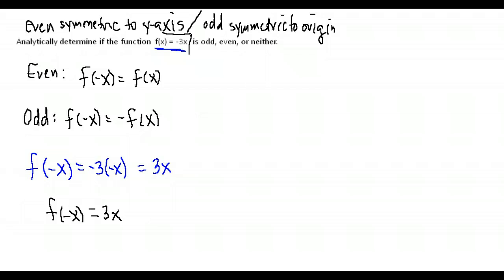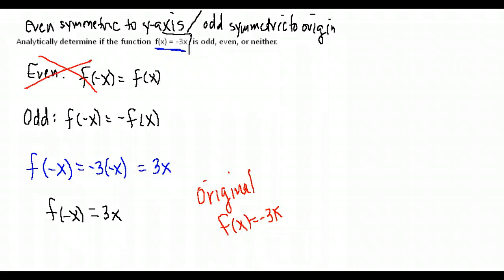Now I'll remind you, if you look back up there, the original was f of x equals negative 3x. Does it look exactly the same? No, it doesn't. It has a different sign. So this is not an even function, okay? Not even, because we should have come back to exactly the same thing if it were.